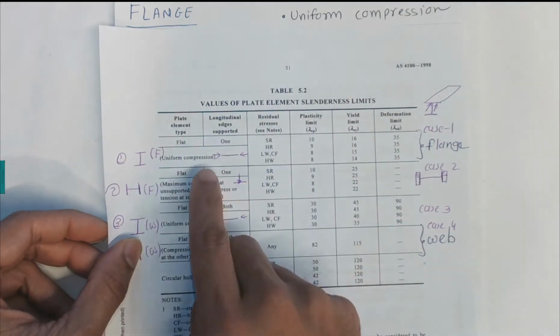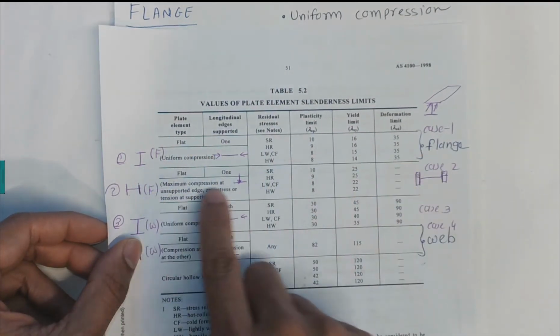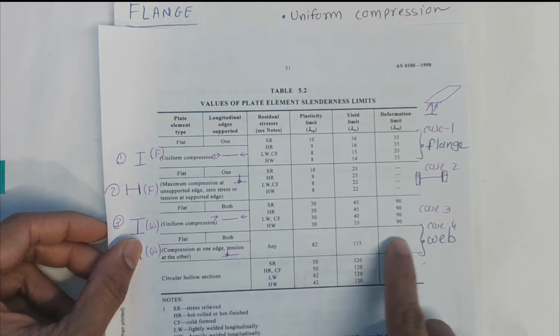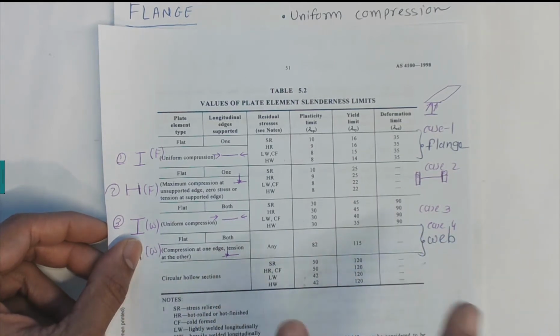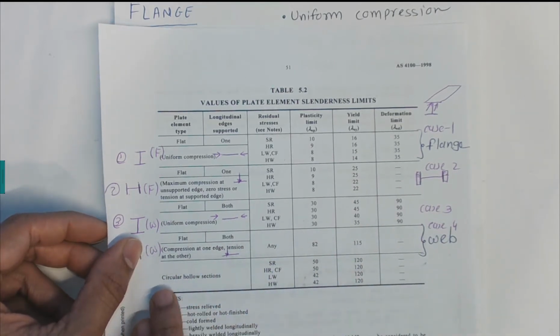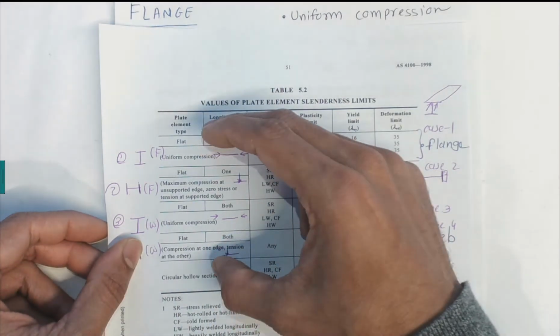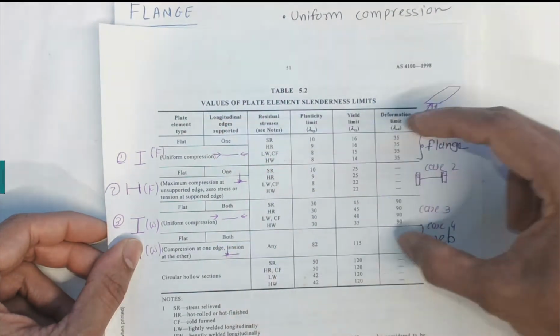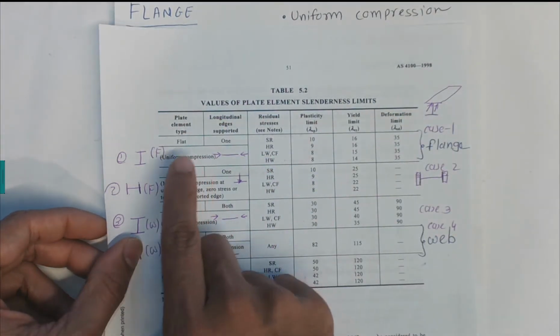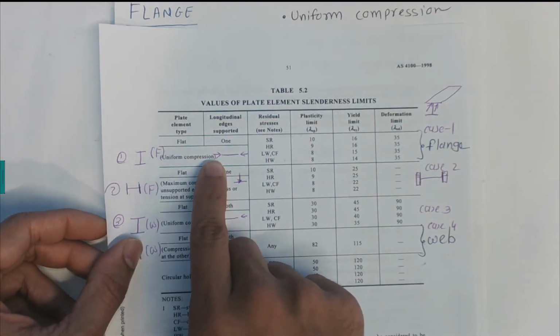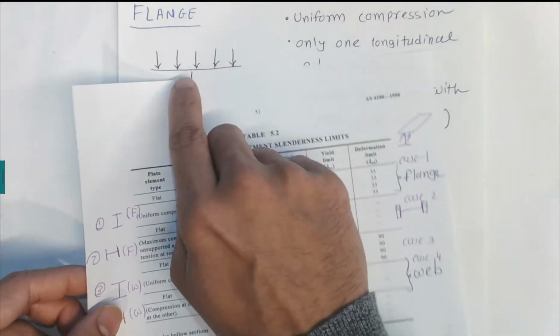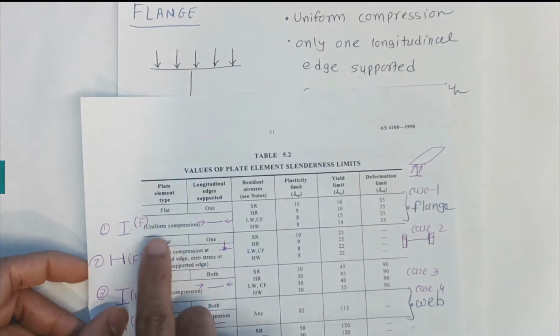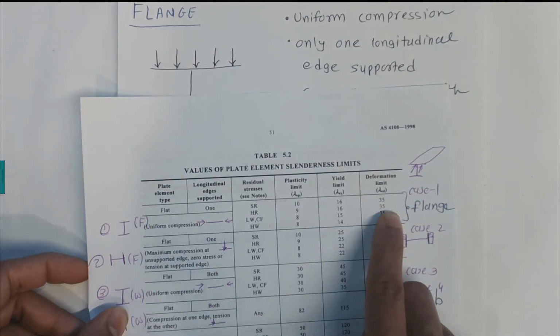Now there are 5 rows: row number 1, 2, 3, 4, and 5. The last one is the circular hollow section. So we mostly talk about the plate ones, that is in the I-beam, which is the first 4 rows. Now I'm explaining the first row. You use the first row when you are talking about the flange.